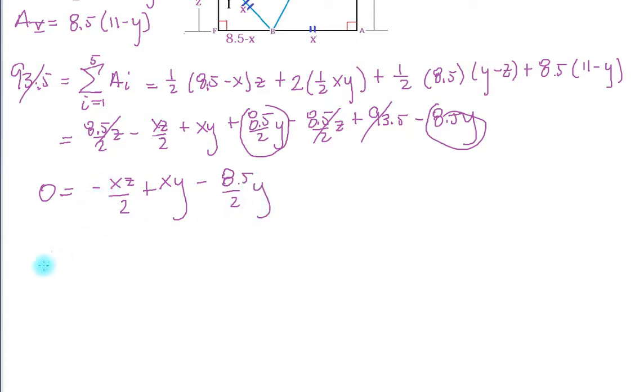Now let's isolate for y. So let's pass the terms with y to the other side. We get 8.5 over 2 y minus xy equals minus xz over 2. Now let's isolate y, or factorize it.